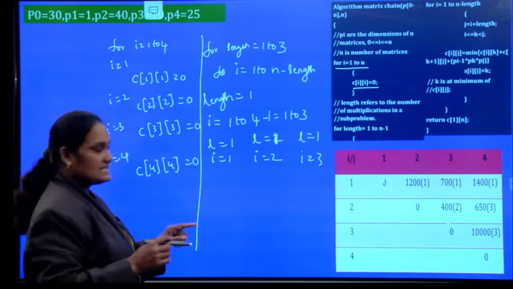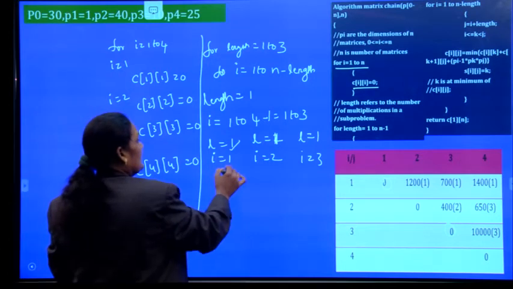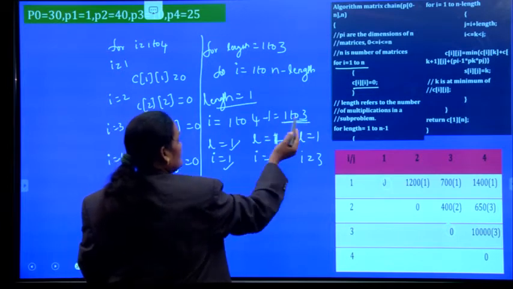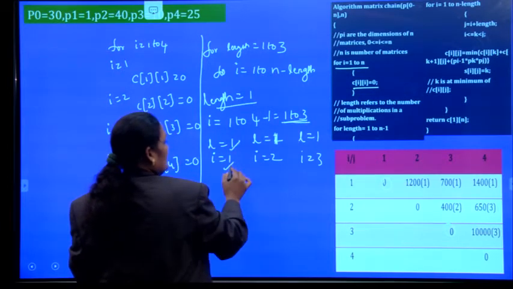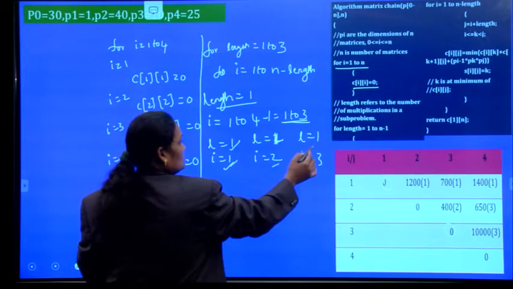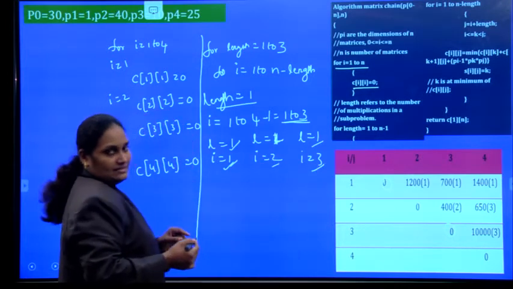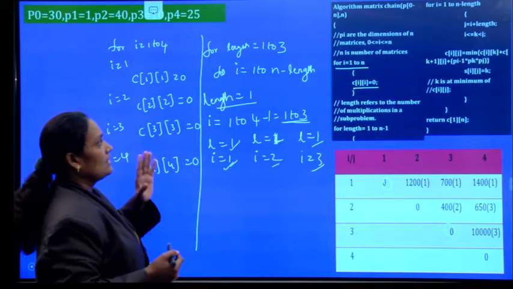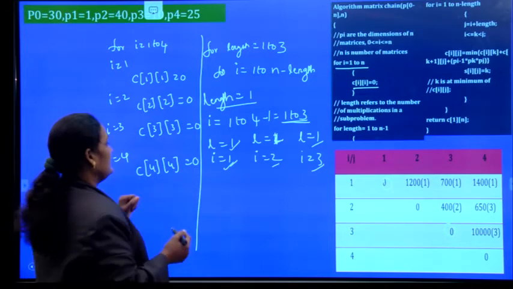What are those 3 cases? Since for length 1, i takes 3 values, we can write length 1 i1, length 1 i2, length 1 i3. 3 values are obtained. Now we get 3 cases. Now how to solve these 3 cases? Let us see.